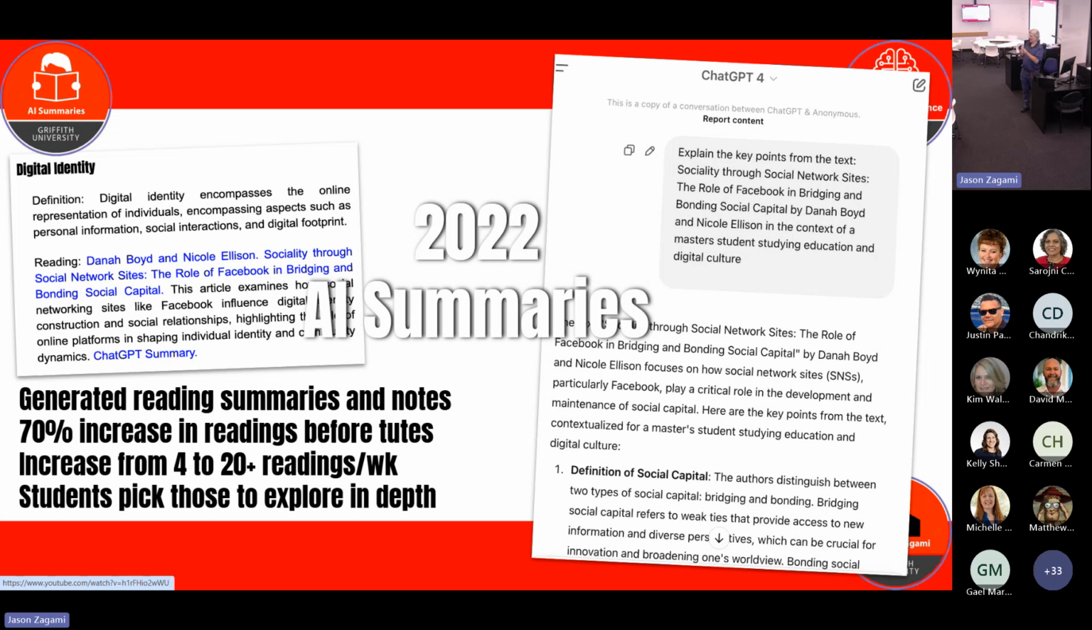So if they wanted to know more about some aspect of the reading, they could do that in a very rapid way. And the students were quite engaged with that. And we saw about a 70% increase in preparation for the tutorials as a result of that, which was nice.